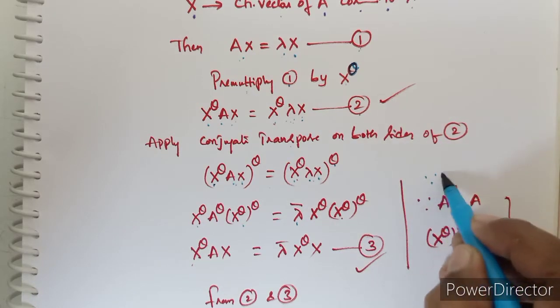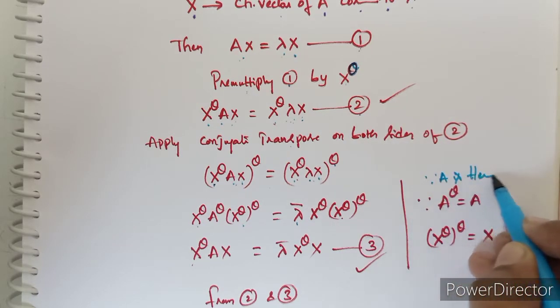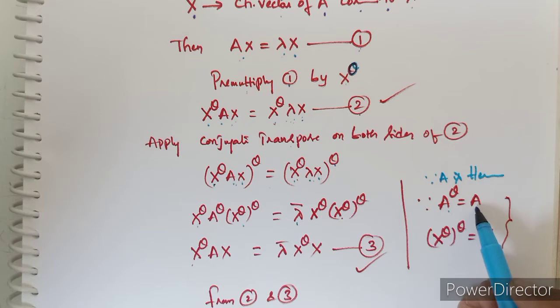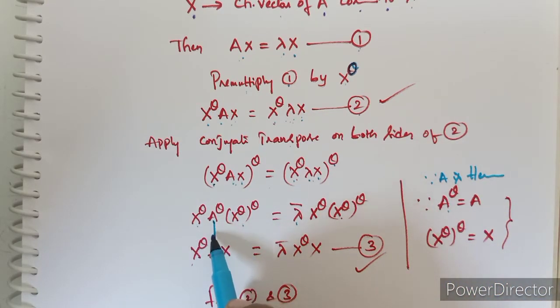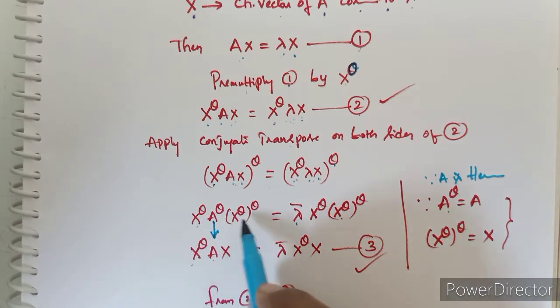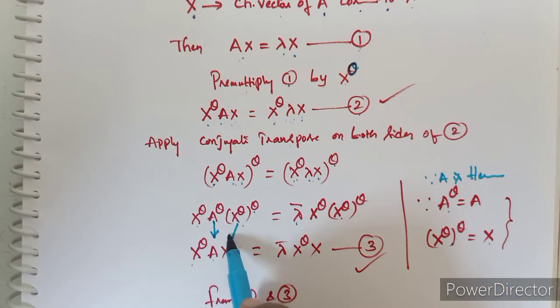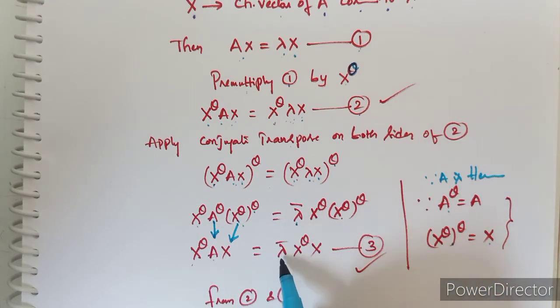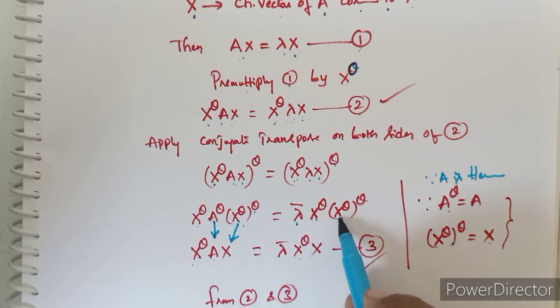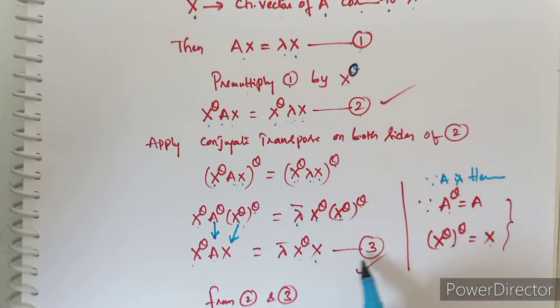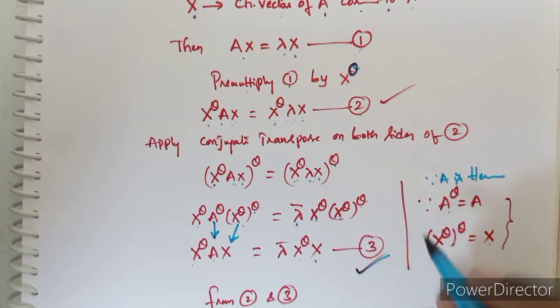Since A is a Hermitian matrix, A power theta is equal to A. Now we replace A power theta by A: X power theta, A power theta is replaced by A. (X power theta) whole power theta is nothing but X. So lambda bar, (x power theta) whole power theta is X. We consider this as equation 3.